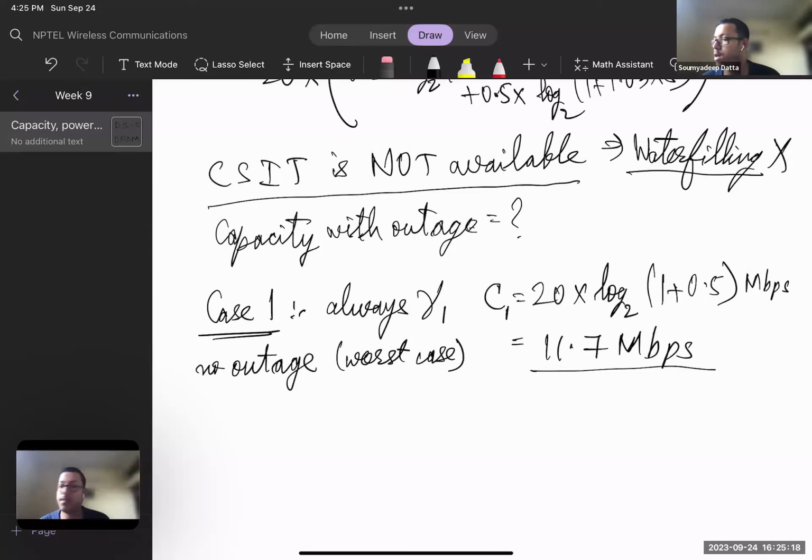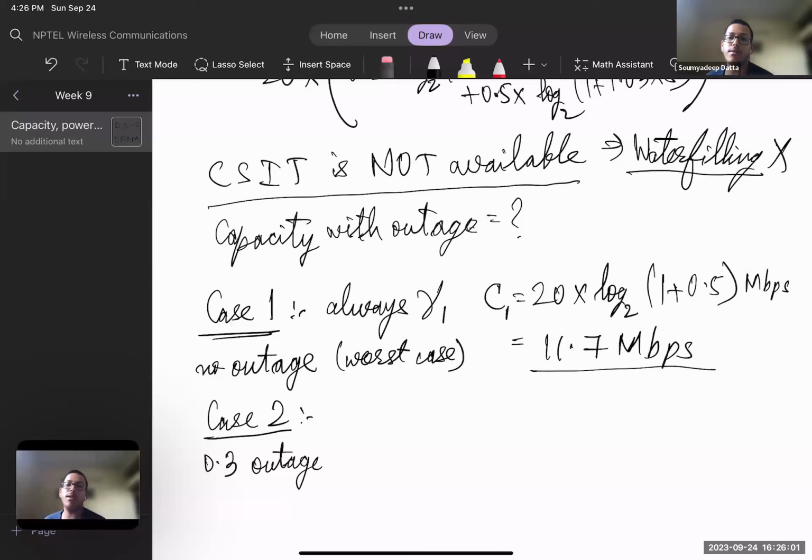Right. Second case is we take some risk. We say that okay, let's forget about the worst case channel. Let's consider 0.3 outage essentially, because worst case channel probability was 0.3. So you're just saying that let us just forget about the worst channel. So if the channel is in its worst condition, we will not be able to meet the capacity and there will be outage, and we are okay with it. Let's say.